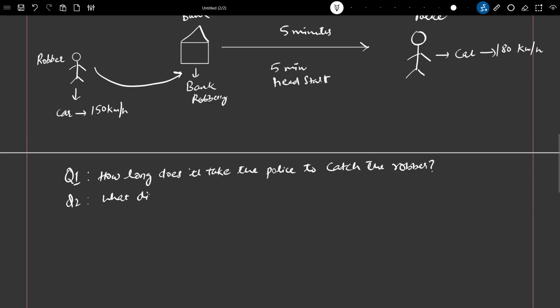What distance will they have traveled at that point?